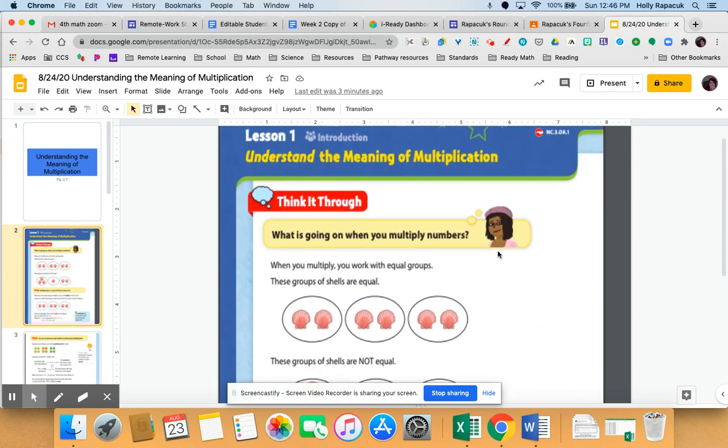All right, so for the first thing, understanding the meaning of multiplication. Think it through. What is going on when you multiply numbers? Well, think about that before.